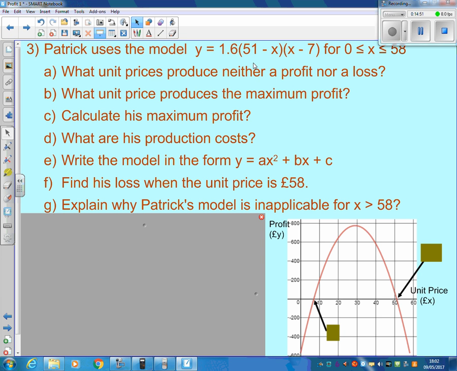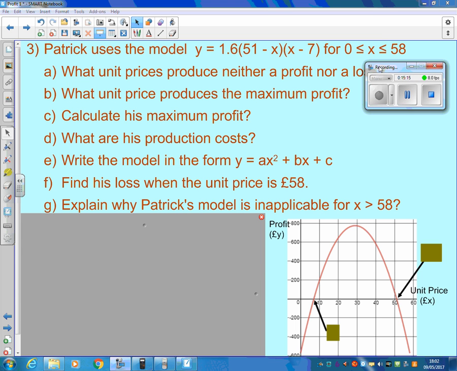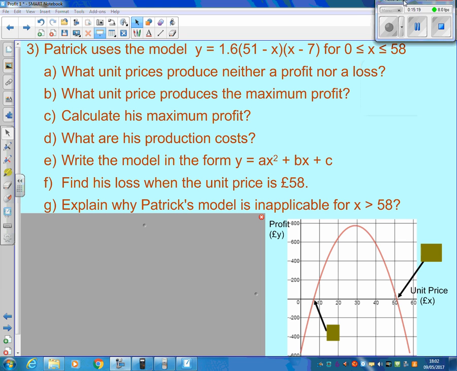Now, this is a different model. The thing with quadratic equations is they can give it to you in different ways. Now, we started with a completed the square form, and then we turned it into an expanded form. This is what's known as the factorized form. So we've got still a quadratic equation. You can see that it looks like a quadratic graph, but a different way of writing it down. And I'm looking at it for x between 0 and 58. That's what this 0 less than or equal to x less than or equal to 58 means.